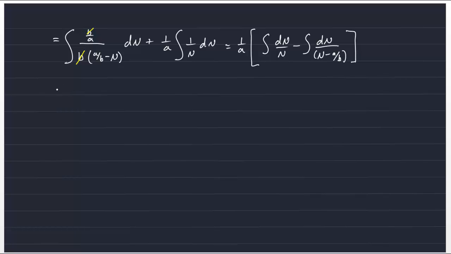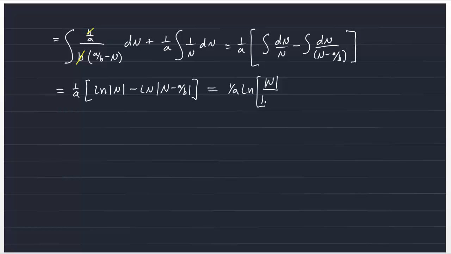Okay, and when we do this, we can solve the integral now. We get 1 over a times the log of the absolute value of n minus the log of the absolute value of n minus a over b. And the difference of logs is equal to the log of the quotient. So we get the log of the absolute value of n over the absolute value of n minus a over b.